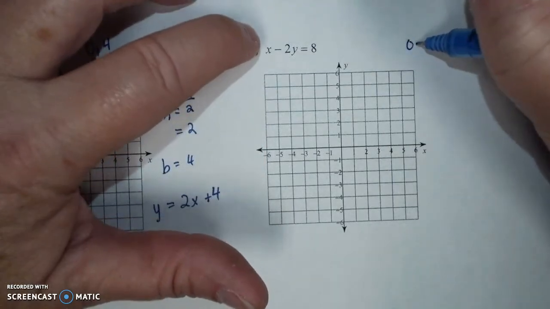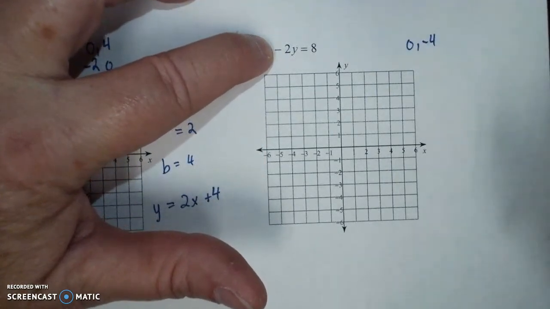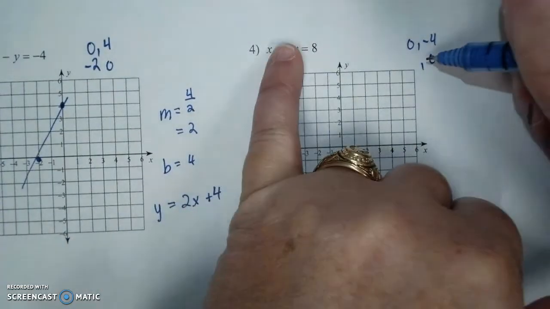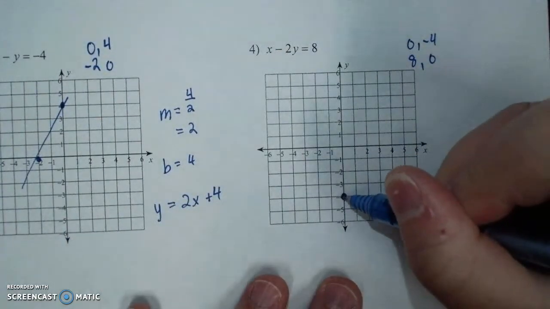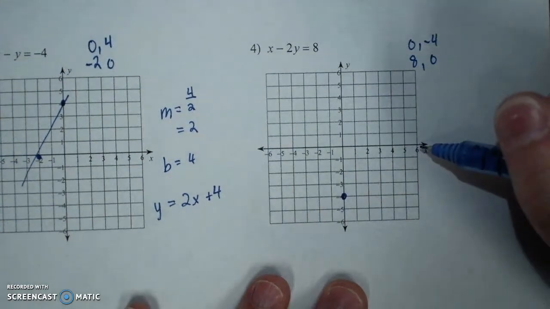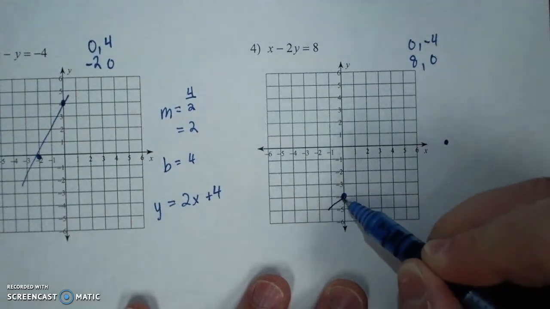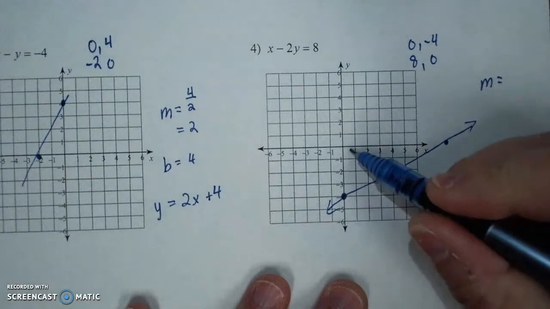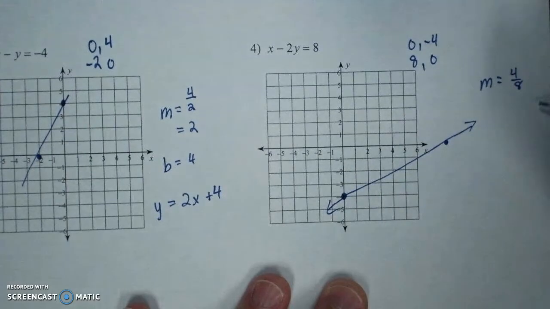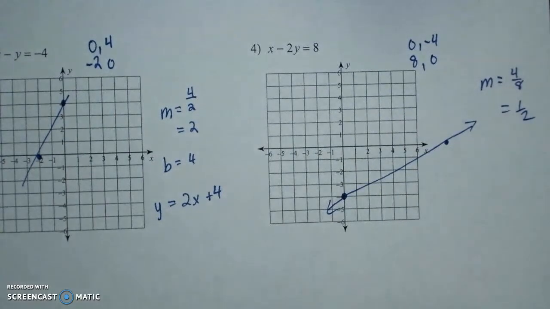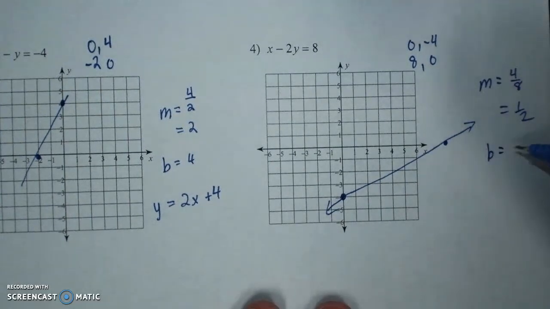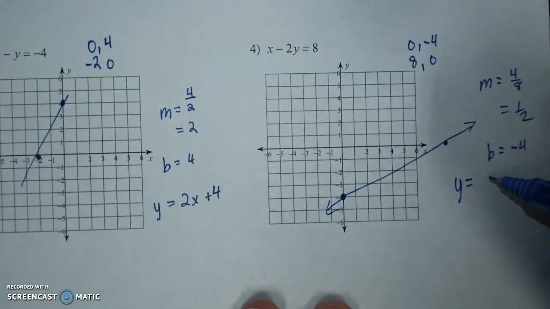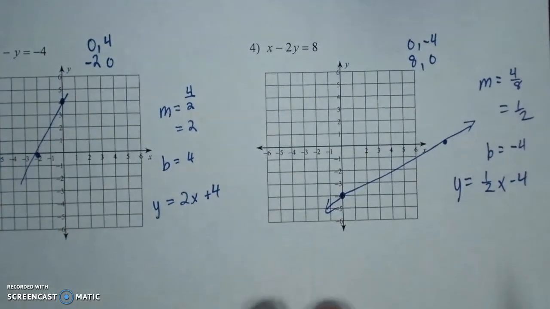Okay, here's one more time. I let x equal 0, y is negative 4. That's my y-intercept. I let y equal 0, x is 8. That one is actually called the x-intercept. My slope is 4 up, 8 right, which is 1/2. My b, which is my y-intercept, is negative 4. y = 1/2 x - 4.